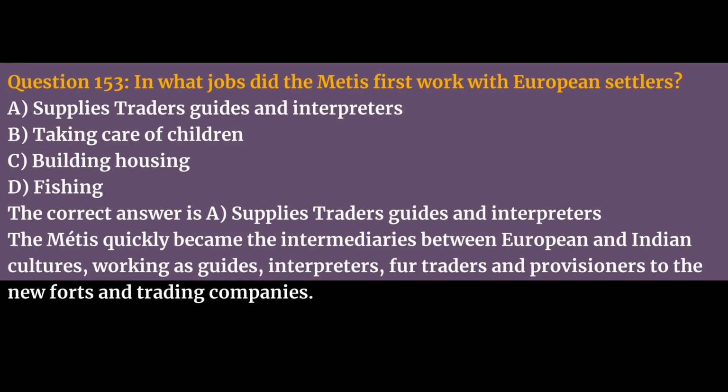Question 153. In what jobs did the Metis first work with European settlers? A. Supplies, traders, guides, and interpreters. B. Taking care of children. C. Building housing. D. Fishing. The correct answer is A. Supplies, traders, guides, and interpreters. The Metis quickly became the intermediaries between European and Indian cultures, working as guides, interpreters, fur traders, and provisioners to the new forts and trading companies.